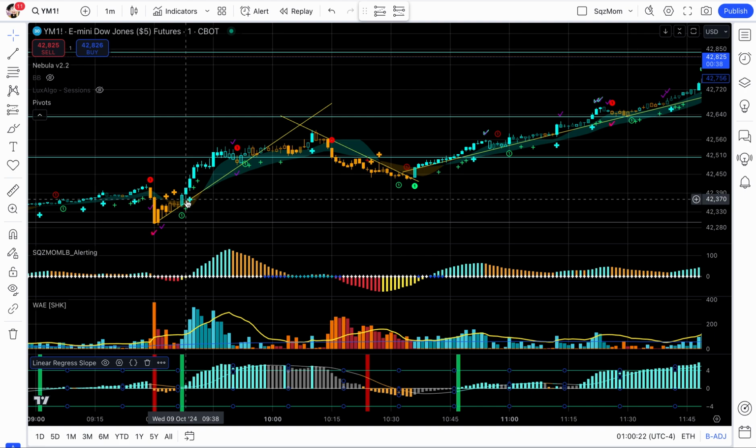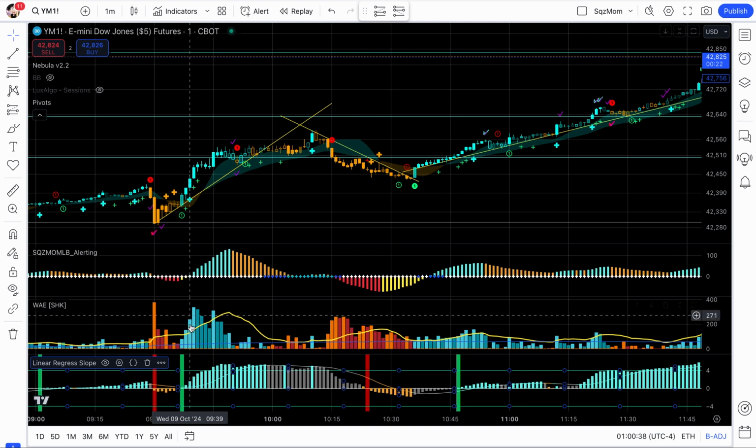So when we take a look at this, we look at our oscillators down here, and could we have seen it coming? Well, first you can see the Nebula shows a solid, bright green color. That means we have some momentum. If we look down here on the Waddah, yeah, we can see some momentum too.